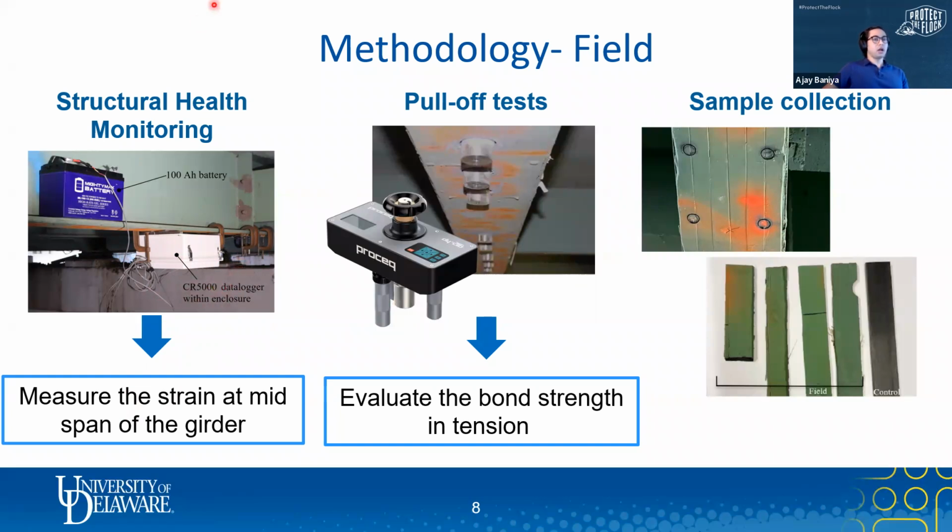70 miles per hour. Secondly, we conducted pull-off tests along the length of the girder to evaluate the bond strength in tension. The steel dollies were installed as shown in the figure, and they were allowed to cure for some time. This pull-off tester was used to detach the dolly or puck, and the force was recorded on the device. From that force, we were able to determine the bond strength in tension.